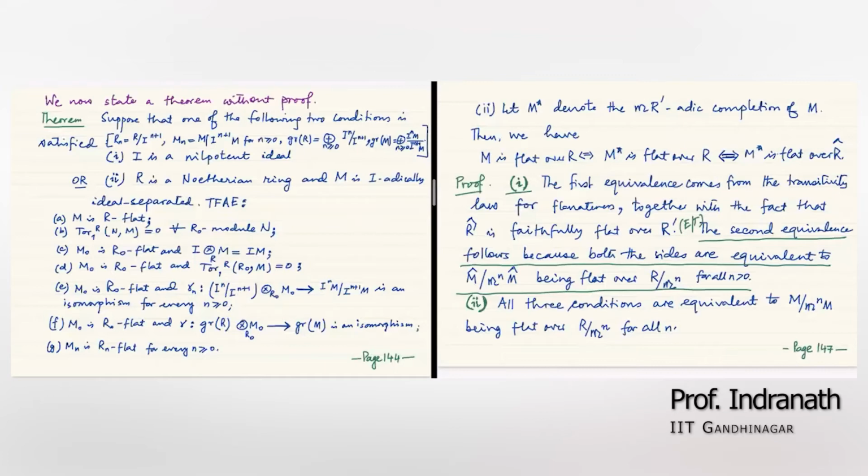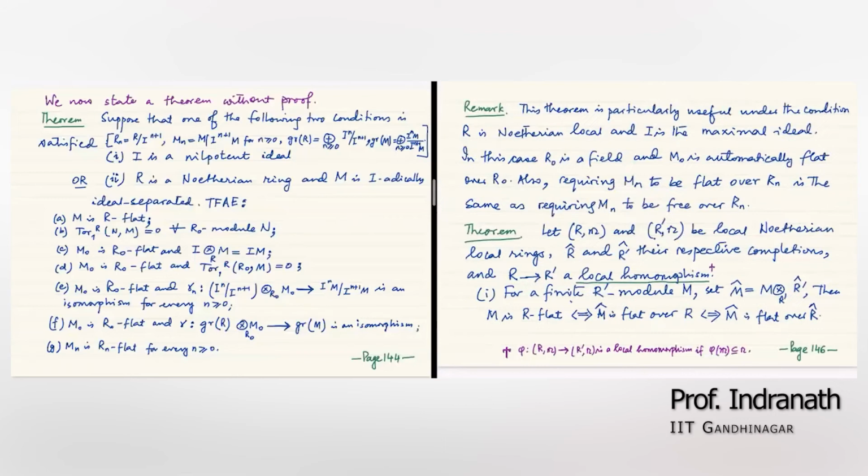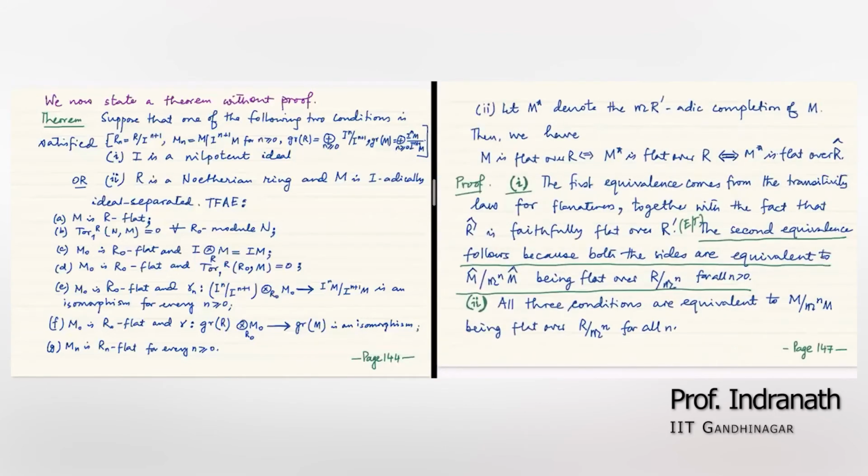So the second one says that your M star, if you remember, M star was the completion with respect to this ideal, MR dash. This is an MR dash adic completion. Okay, and then you are saying that all three conditions are equivalent to this being flat. Are you convinced again? Are we using this theorem or something else? Or are we using the first proposition?